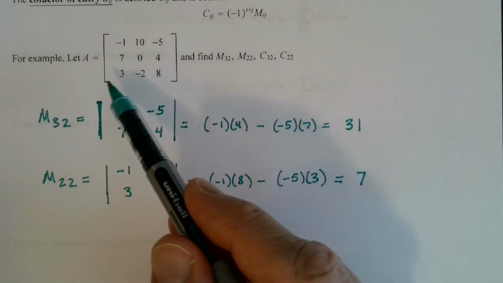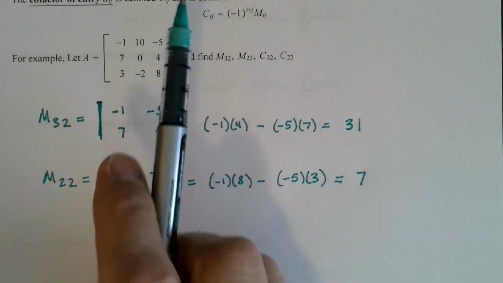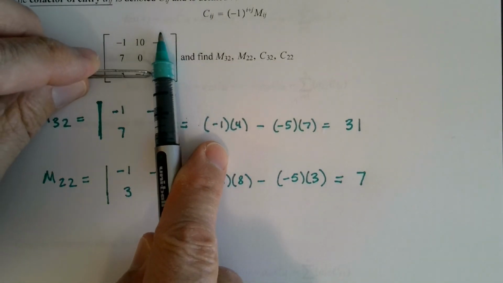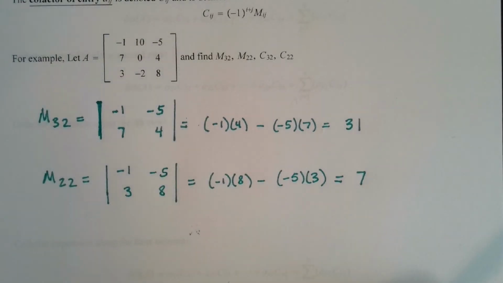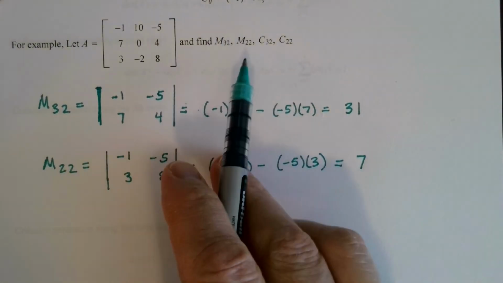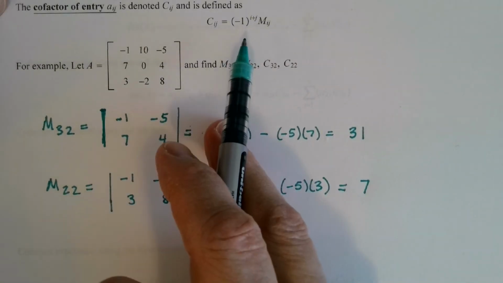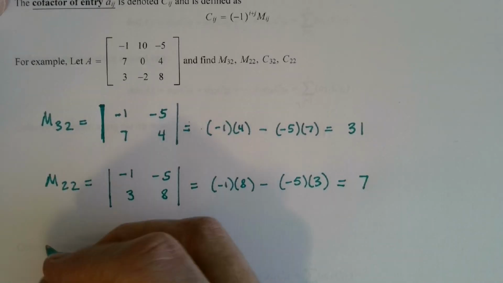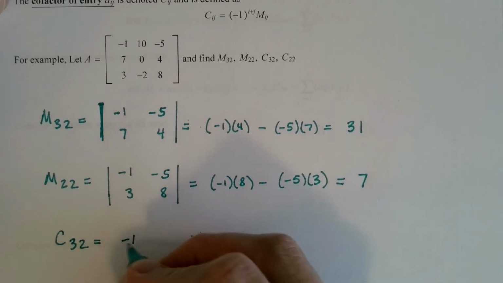So if I'm finding, say, M33, finding the minor for this entry here, I'm going to remove that column and that row, and that resulting submatrix, I'm going to find the determinant of that. That's going to be M33. Okay. Well, let's now find C32. So what's that? That's the cofactor, and the cofactor we said is just -1 to the i plus j times the actual minor.